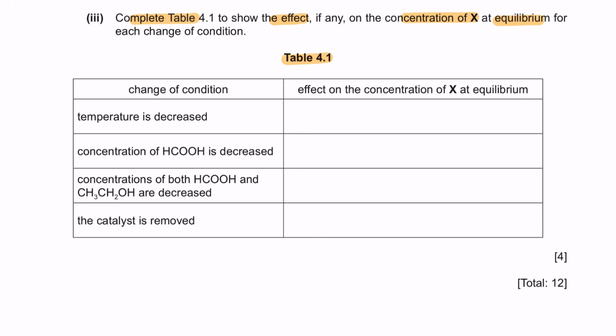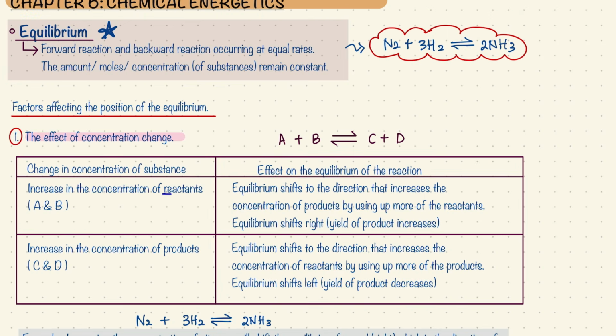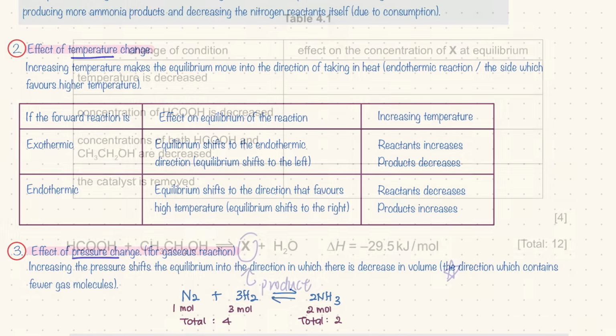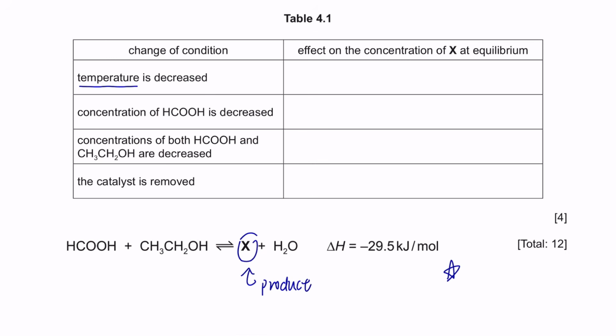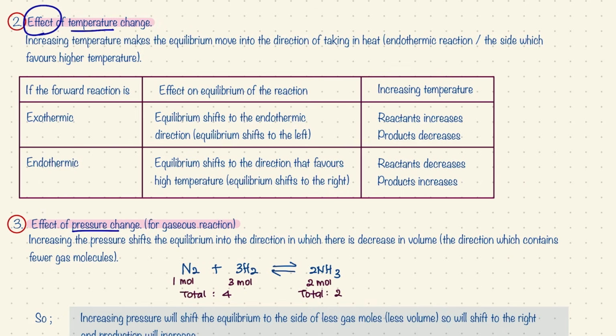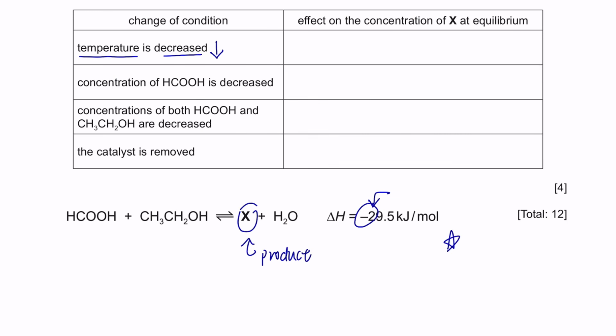Complete Table 4.1 to show the effect, if any, on the concentration of X at equilibrium for each change of condition in Table 4.1. Okay, there are three factors that affect the position of the equilibrium: concentration, temperature, and pressure. The first change of condition here is when the temperature is decreased. To check the effect of temperature, we first must find out if our forward reaction is exothermic or endothermic. Since the value here is negative, this means that the forward reaction is exothermic.